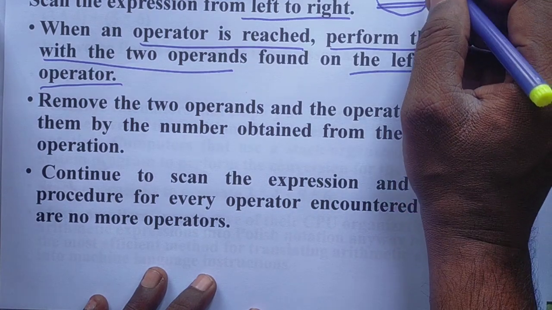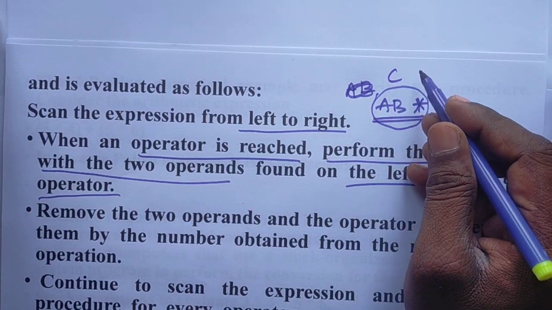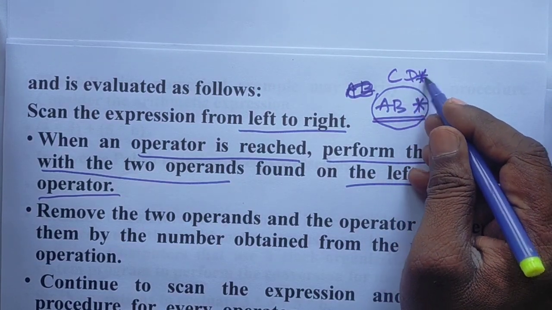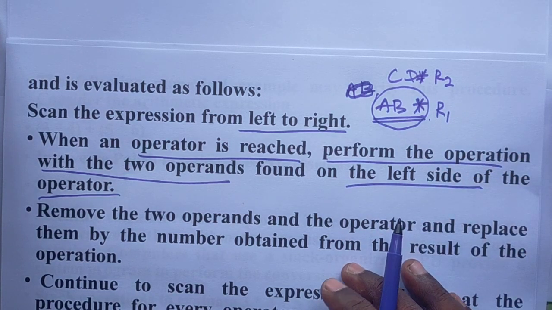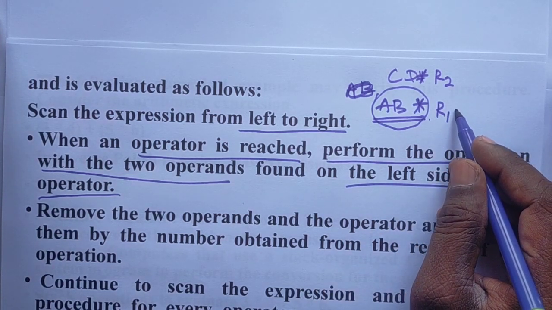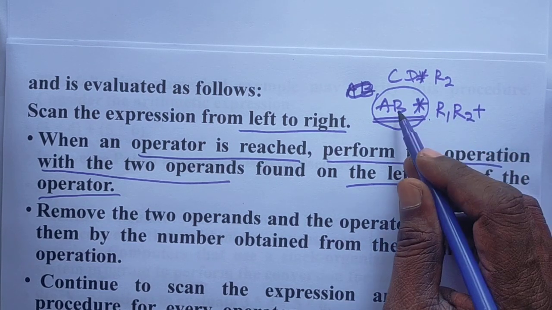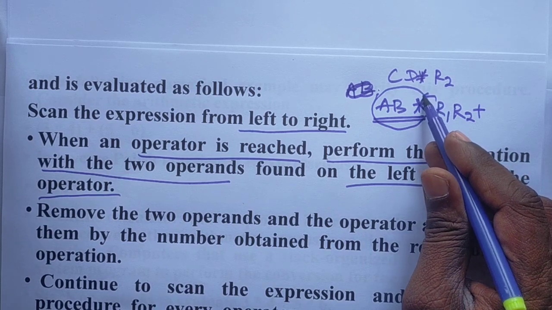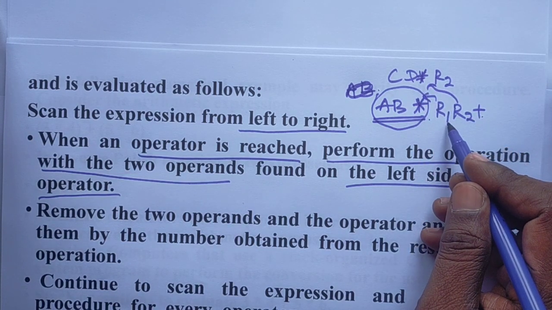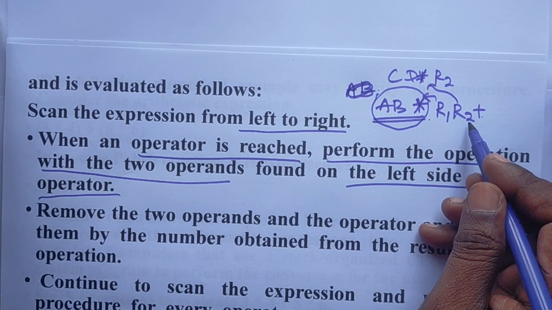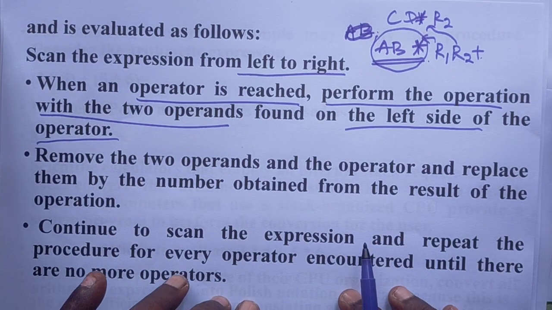For another operation, suppose we take C D star, with the result R2. Then here we have R1 R2, then plus, because R1 is this one and R2 is this one, and after that plus. So now it is R1 plus R2. In this way the different operations are evaluated.